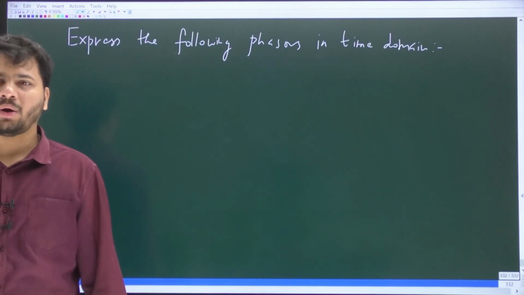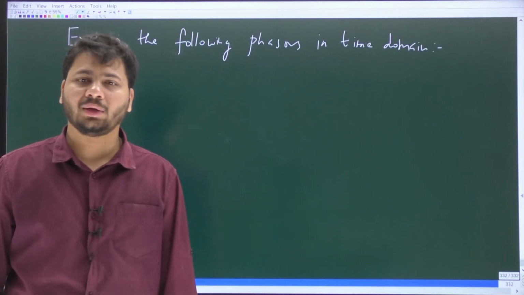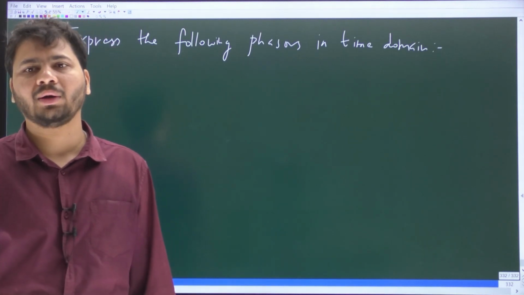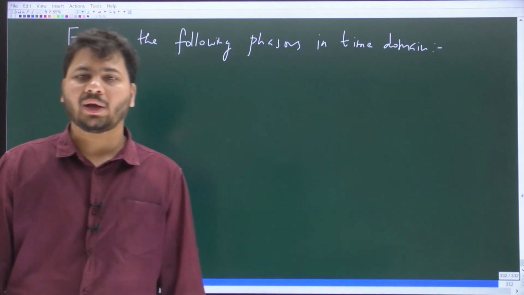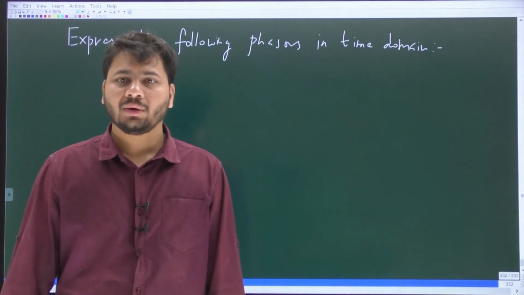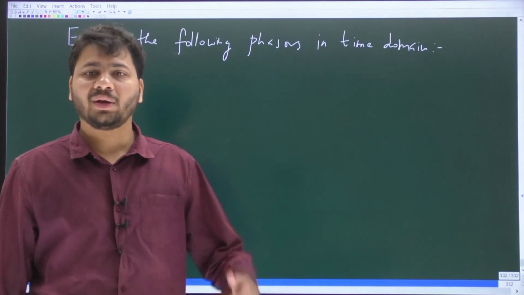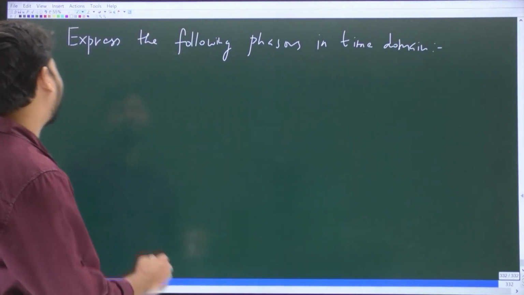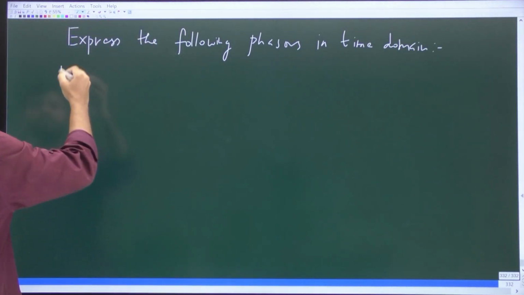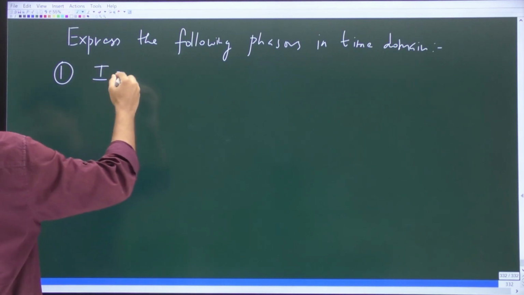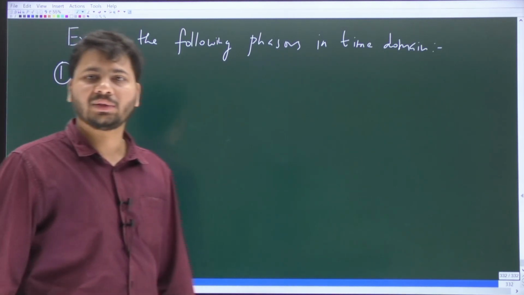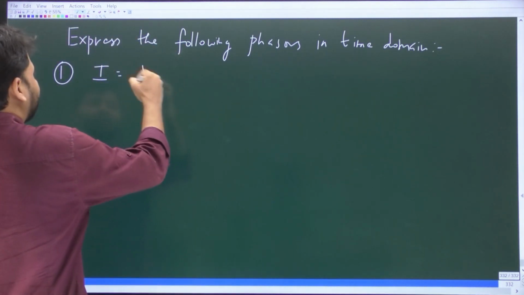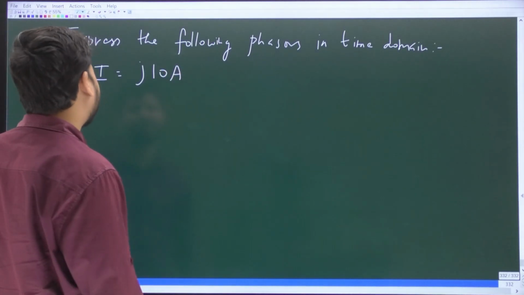So earlier, we were given sinusoidal voltages in the time domain, and we converted each of them into its phasor representation. Now we will be given the phasors, and we have to go from the phasor domain back to the time domain. The first one is capital I, the phasor current, where capital V is the phasor voltage. Capital I is j10 amperes.